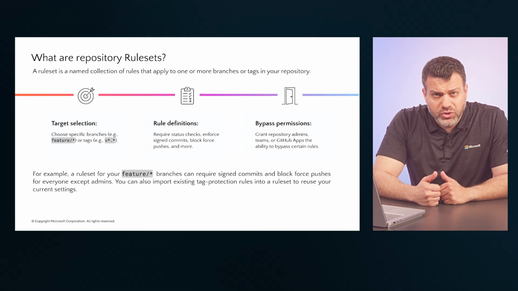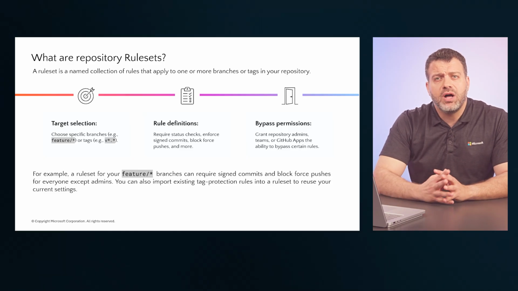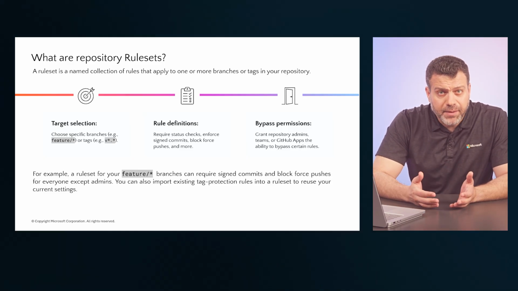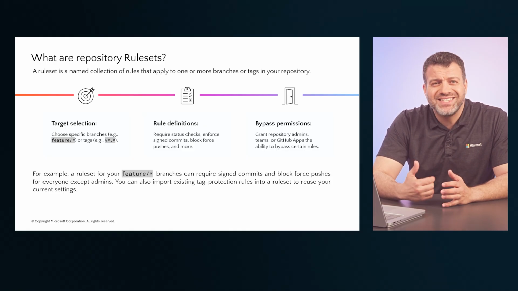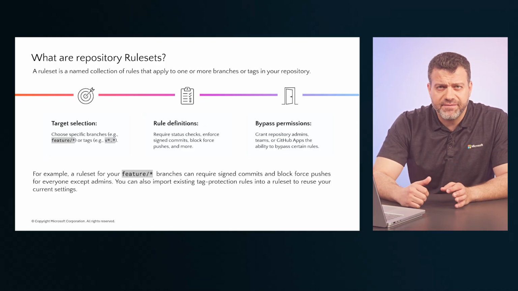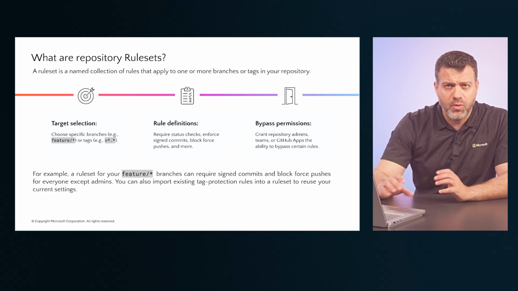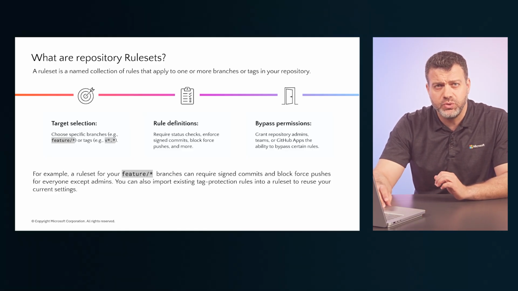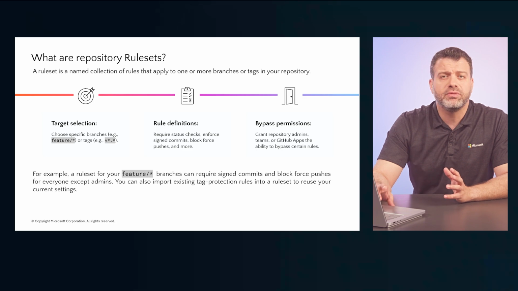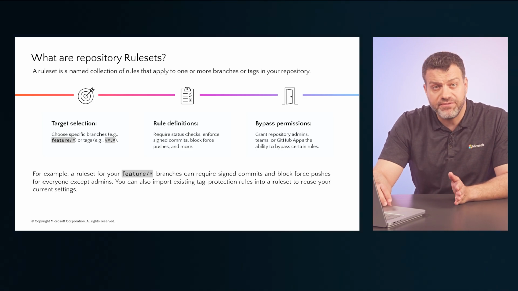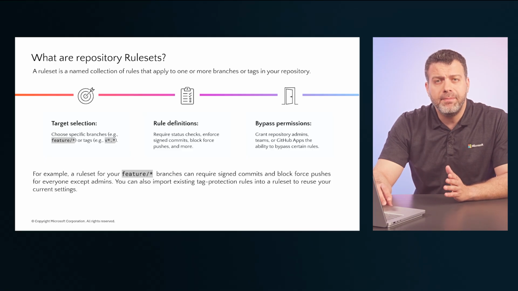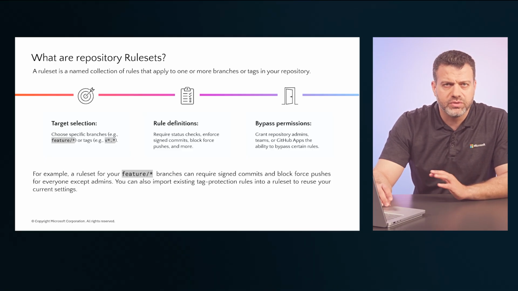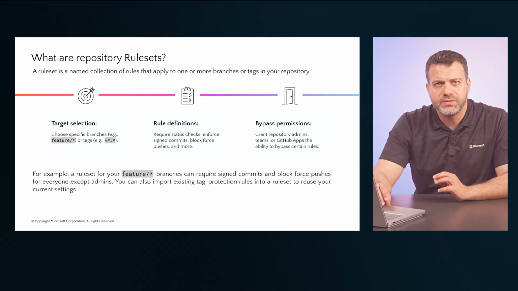A repository rule set is a named bundle of branch and tag protection settings that you can apply, reuse, and toggle as a single unit. Instead of configuring each protection rule one by one on each branch, you select targets, for example, feature branches or tags. You define the rule, such as requiring status checks. You grant bypass permission for specific roles, like repository admins.